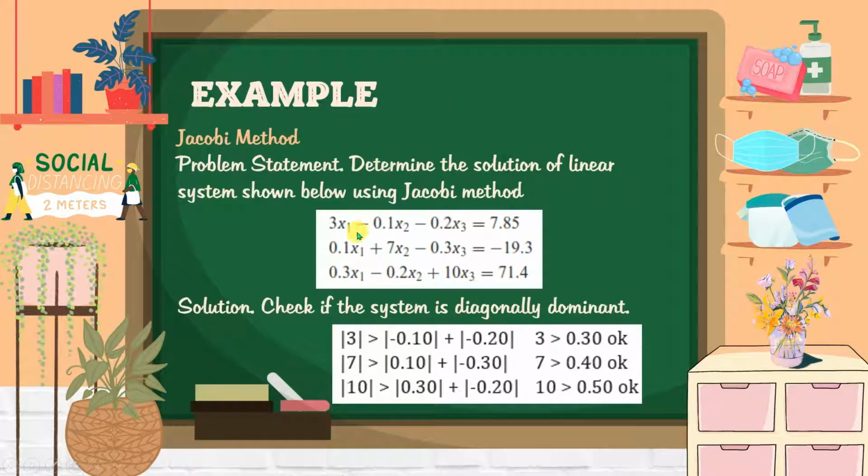You will compare. These are the diagonal values of the matrix. We will compare if 3 is greater than the summation of the other coefficients. Same with 7 compared to the coefficients 0.1 and 0.3, and 10 compared to the coefficients 0.3 and negative 0.2. You will notice here they are all diagonally dominant. So we will now be able to apply the Jacobi method since we have already checked that the system is diagonally dominant.